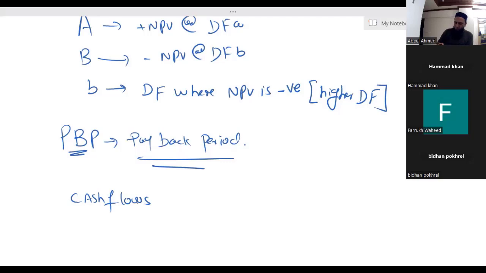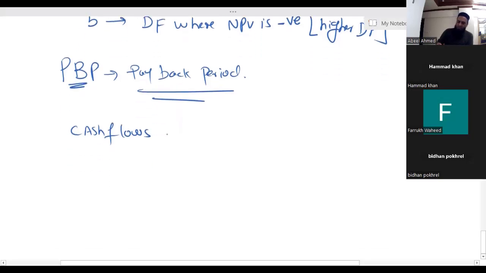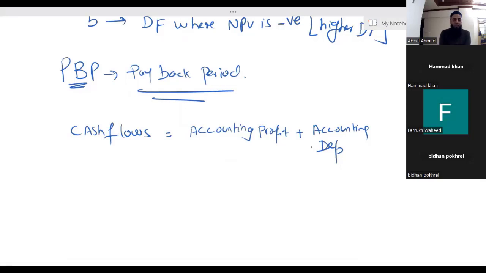So what is the benefit of knowing this difference? Look at this. It means cash flow is actually equal to accounting profit plus accounting depreciation. What if you come across a question where the examiner is asking you to calculate payback period and has given you accounting profit? So you have to add accounting depreciation to the accounting profit to calculate cash flows.